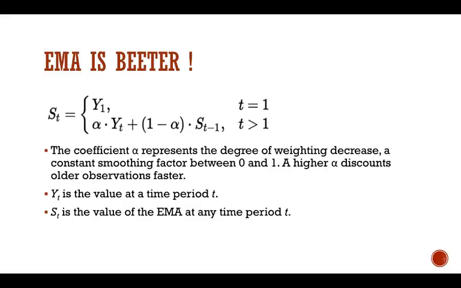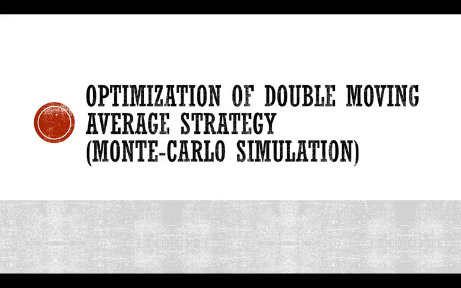The formula of exponential moving average is listed before, and the coefficient alpha represents the degree of weighting decrease, a constant smoothing factor between 0 and 1. A higher alpha discounts older observations faster. Y sub t is the value at a time period t. S sub t is the value of the EMA at any time period t.